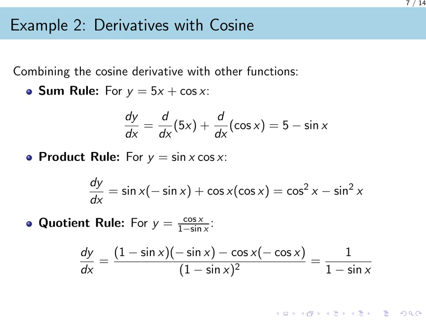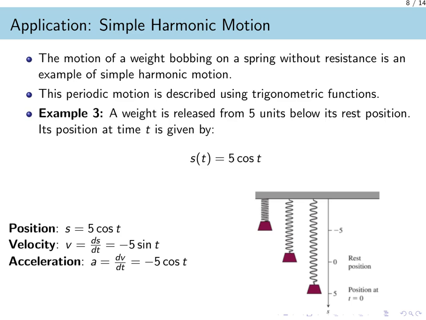Finally, for a quotient like cosine x over the quantity 1 minus sine x, applying the quotient rule and simplifying with a trigonometric identity gives us the clean result of 1 over the quantity 1 minus sine x. The main point is that this new rule for cosine works exactly as you would expect within our existing differentiation framework.